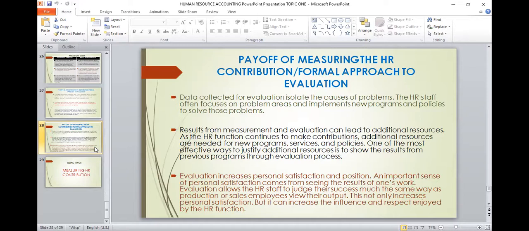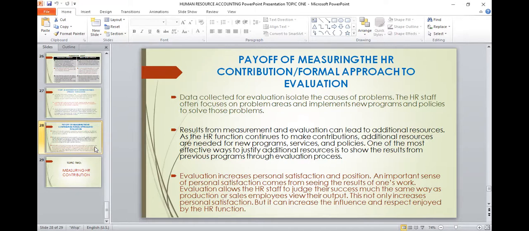I've summarized that in the slides, and I'll be able to share that with you so that you can get the finer details of what I mean when I talk about the payoff of measuring the HR contribution, plus other areas perhaps that you needed further explanation. But because of time, we didn't explain it and you didn't get it well. So I'll share the slides with you.